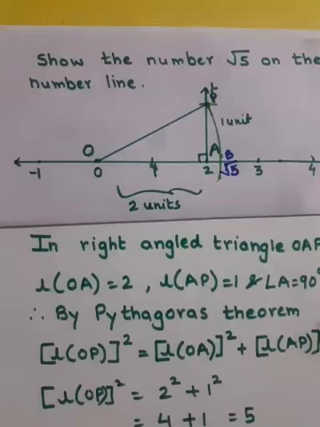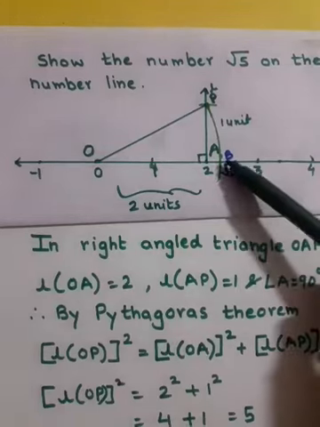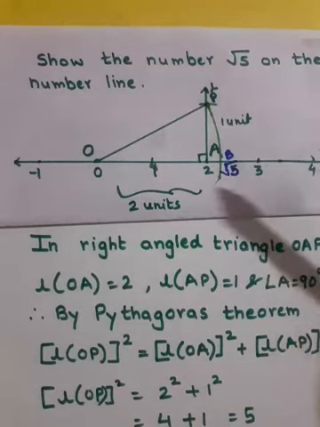To represent root 6 on the number line, first we will represent root 5 on the number line and then with the help of root 5, we will represent root 6. To represent root 7 on the number line, first we will represent root 5. Then with the help of root 5, we will represent root 6. And then with the help of root 6, we will represent root 7. As we represented root 3 with the help of root 2.